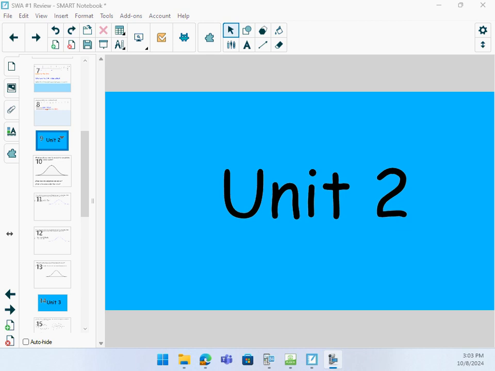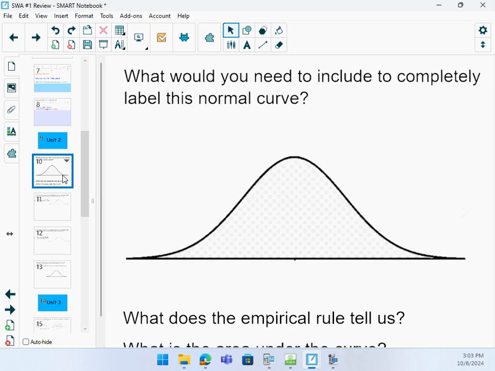All right, the second unit was all about normal curves and how a data value relates to a population. All right, let's get into it. So the very first one here is, what are some important measurements or things that you would need in order to label this curve fully?